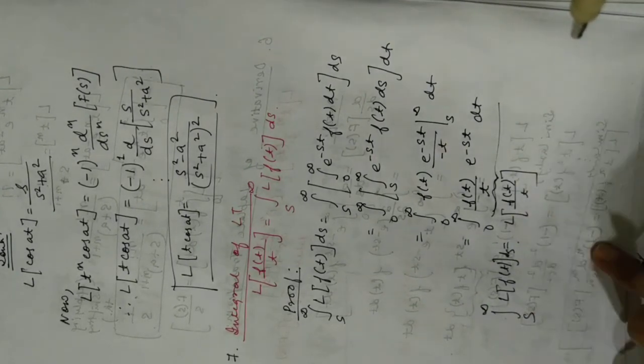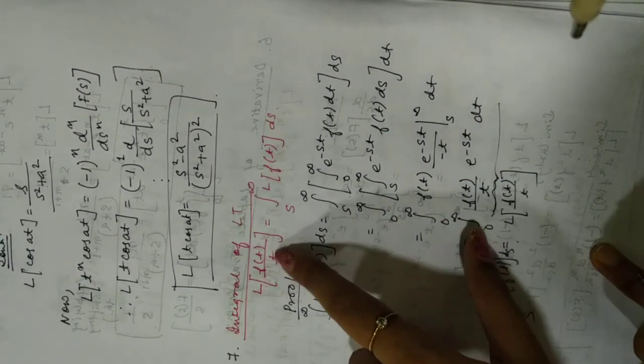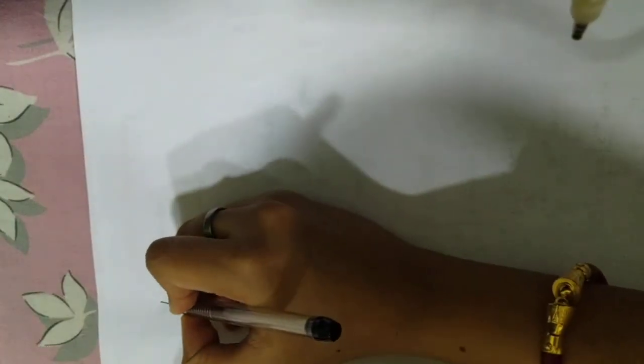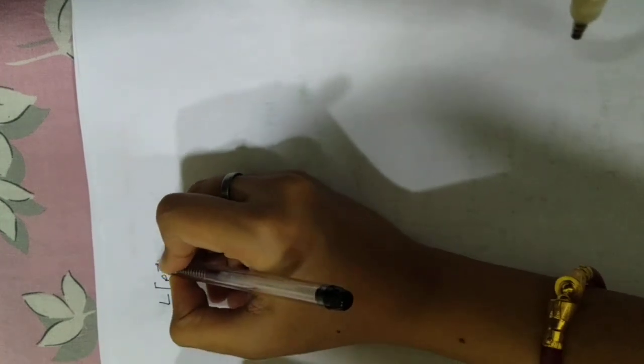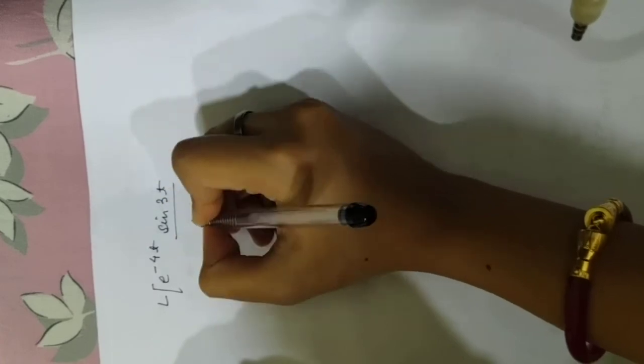But what we can see over here is, if you know the Laplace transform of the function, you automatically know the Laplace transform of the function divided by t, right? So we will apply this on a simple problem and try to see what happens. So the last question that we are going to solve today is, find the Laplace transform of e to the power minus 4t sine 3t by t. So we will try to solve this.